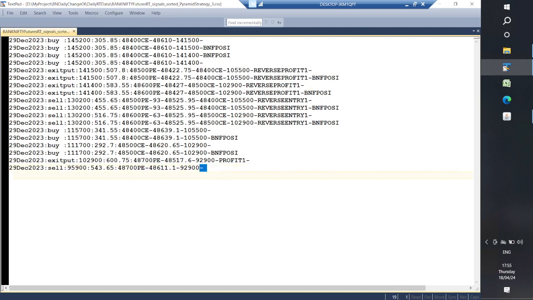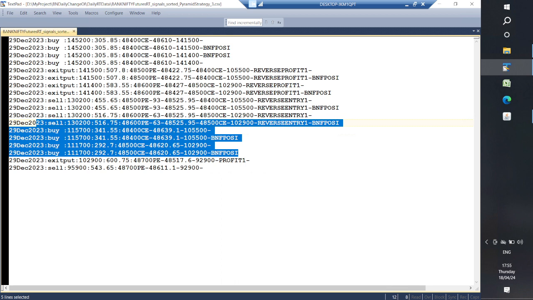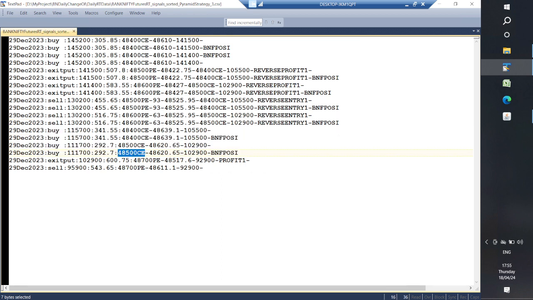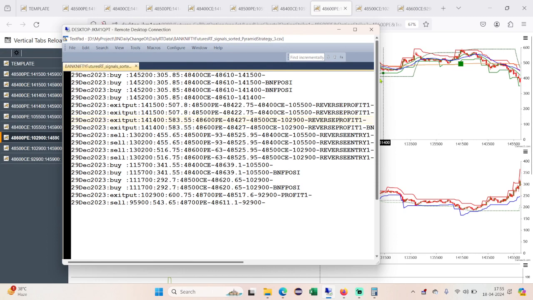So on 29 December 2023, we had two signals. One is a straightforward signal, one entry and one exit. The other one is two entries: one is the normal entry and the other one is the reverse entry, and a profit. Right? Now, it looks simple, right? It looks very simple, but it is not.